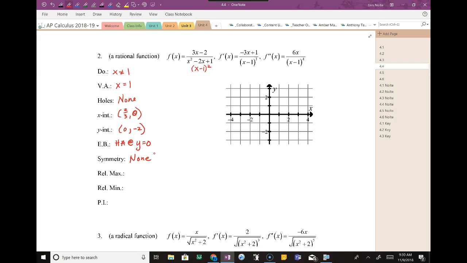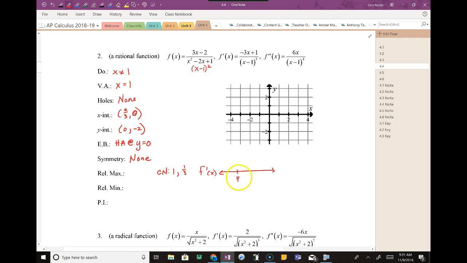So for relative mins and maxes, set the first derivative to 0. We've got to find our critical numbers. So first derivative, remember you have to have your domain restrictions as critical values. So 1 is one of your critical values. Also, if we set the top equal to 0, we also get 1/3. Good.